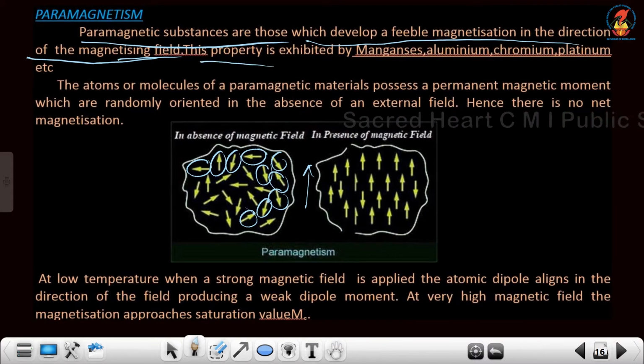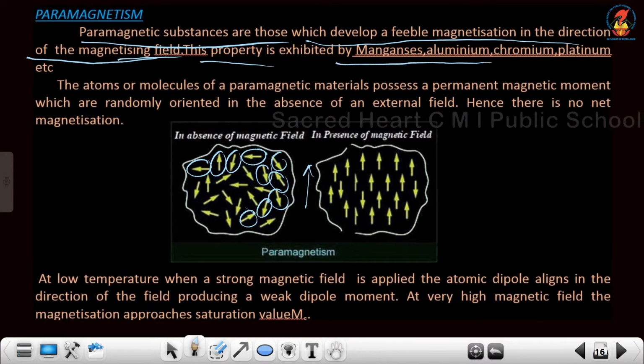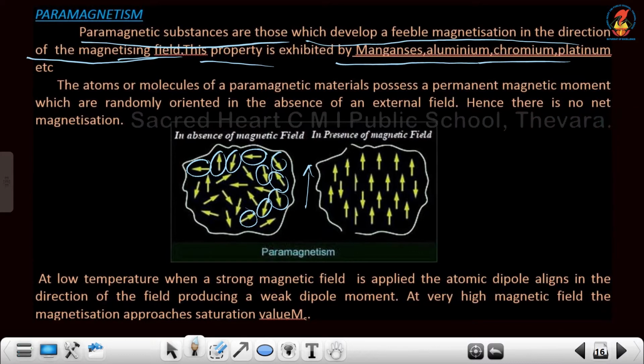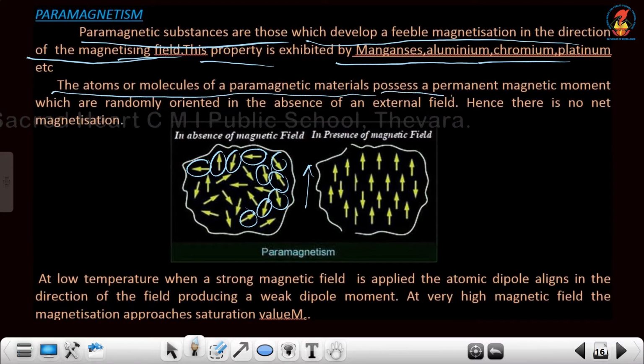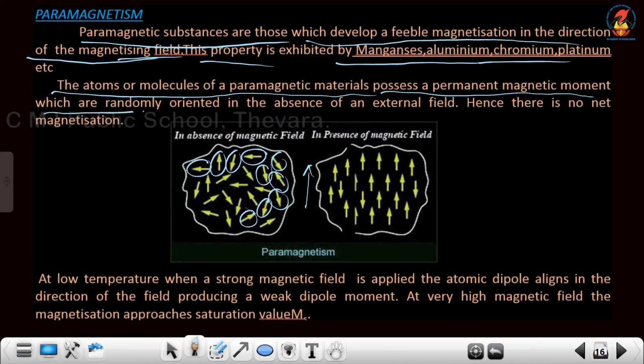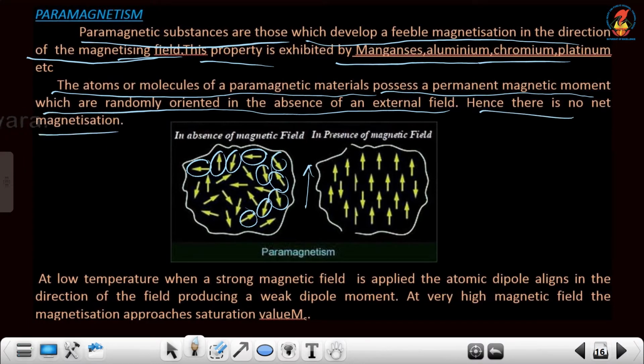This property is exhibited by materials like magnesium, aluminum, chromium, platinum, etc. The atoms or the molecules of paramagnetic materials possess a permanent magnetic moment, which are randomly oriented in the absence of an external field, and hence it does not have any net magnetization.